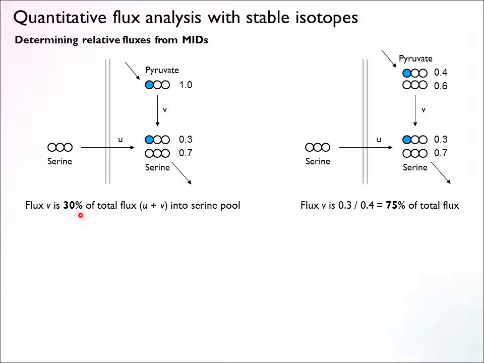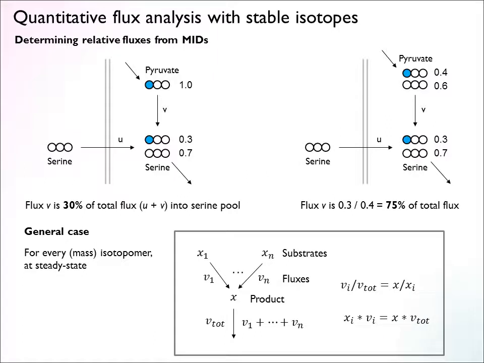And that's a pretty big difference, 30 versus 75. So this matters, and we have to scale the results in this way for these calculations to be correct. Now, the general case, you can do this in more complicated networks.